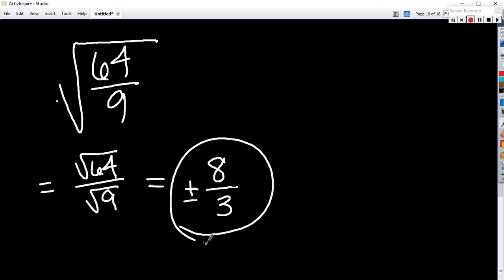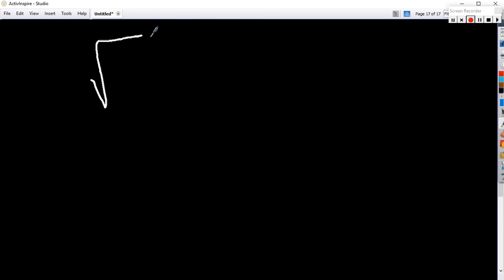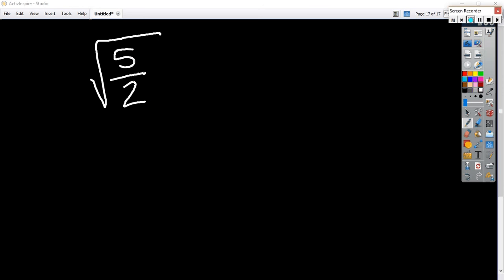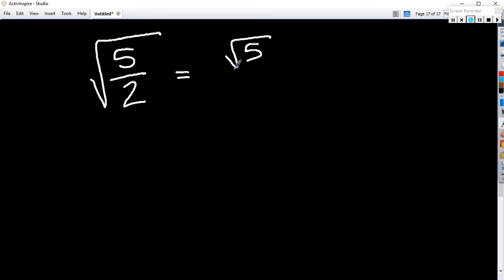What if I end up with something like this? You need me to go back? Yeah, go back. Back to this one. What if I have the square root of 5 over 2 and I split that up? Is 5 a perfect square? No. How about 2? Perfect square? No.